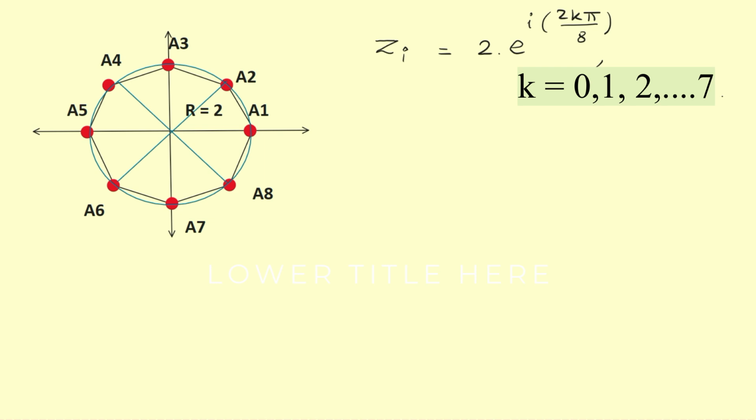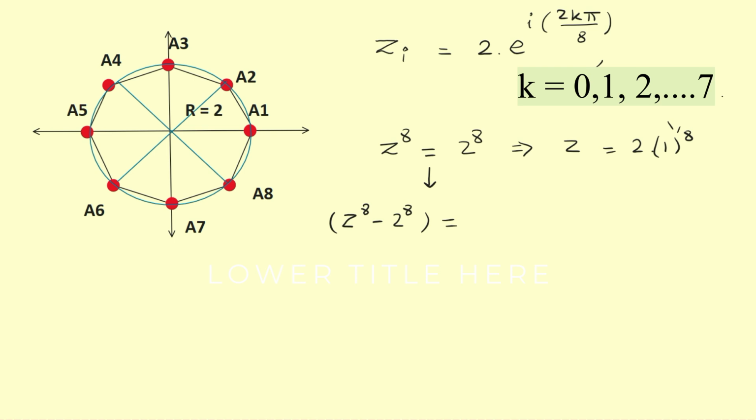Why 2 to the power 8? Because if you raise them both sides to the power of 8, you get z to the power 8 equals 2 to the power 8, because the exponential part leads to 1. So we can write z is equal to 2 into 1 to the power 1 by 8. Further, if you write it as an equation, this becomes z to the power 8 minus 2 to the power 8 equals 0.